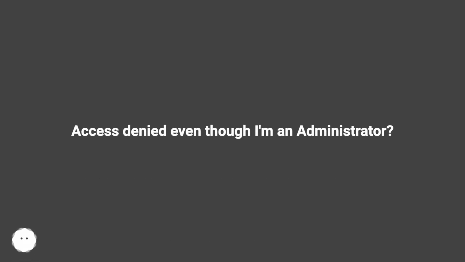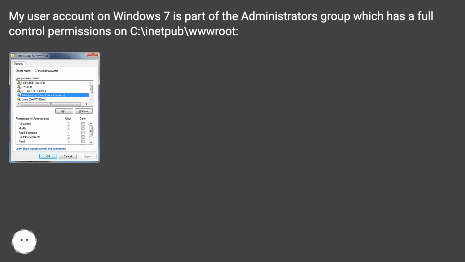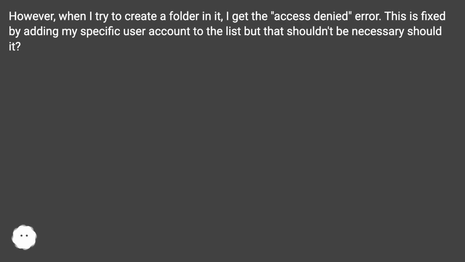Access denied even though I'm an administrator. My user account on Windows 7 is part of the administrators group, which has full control permissions on c:/inetpub/wwwroot. However, when I try to create a folder in it, I get the access denied error. This is fixed by adding my specific user account to the list, but that shouldn't be necessary, should it?